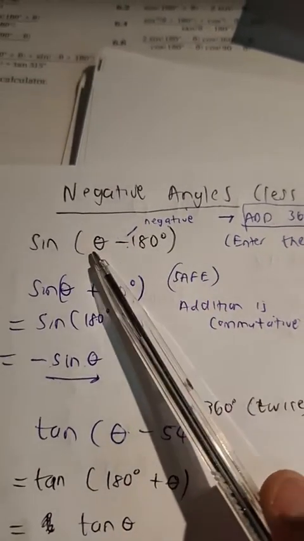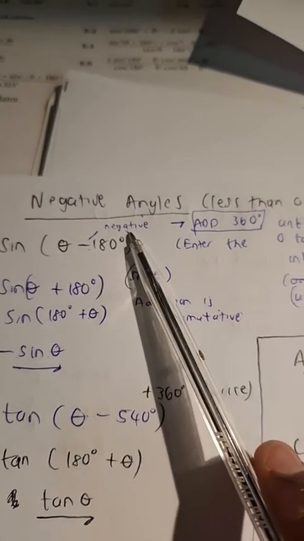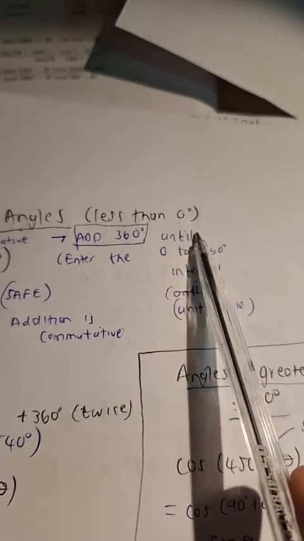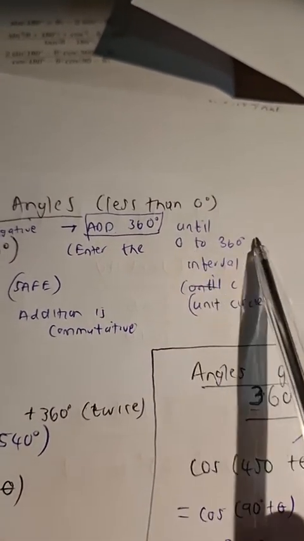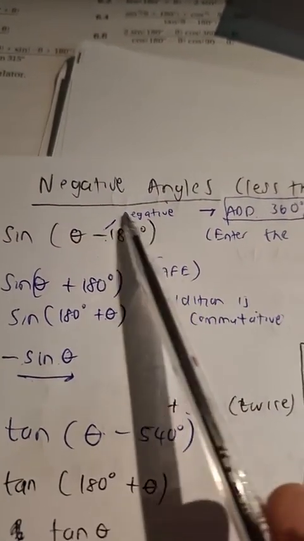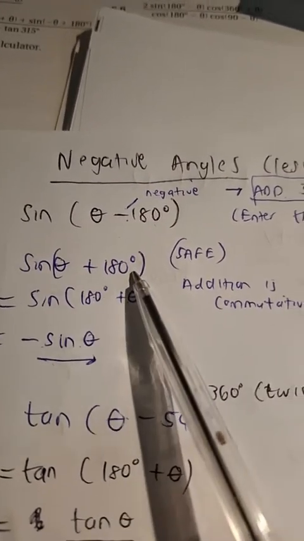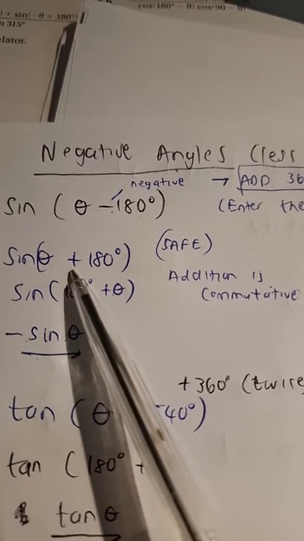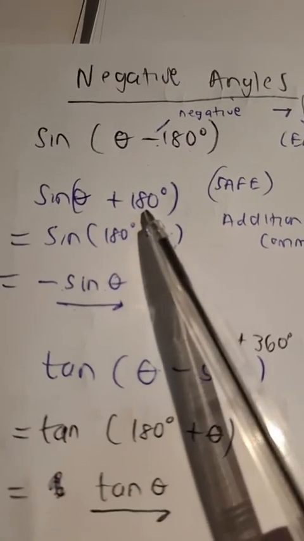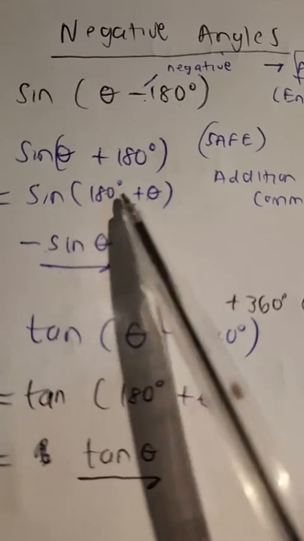Theta minus 180, negative angle, right? What we do with negative angles is we add 360 degrees until we enter the 0 to 360 interval. We do that as many times as needed. After adding 360, take my calculator, I add 360 to negative 180, I get positive 180. Now positive 180 is within the 0 to 360 interval, which means I am safe. Then I write the function value in the right order. Obviously this is sine of positive 180 plus theta.